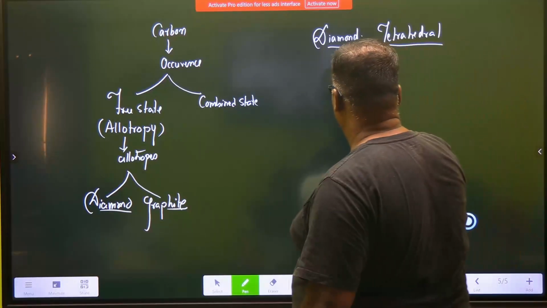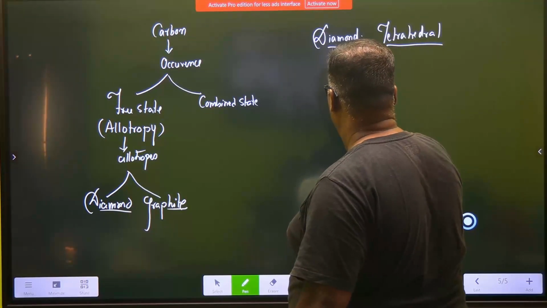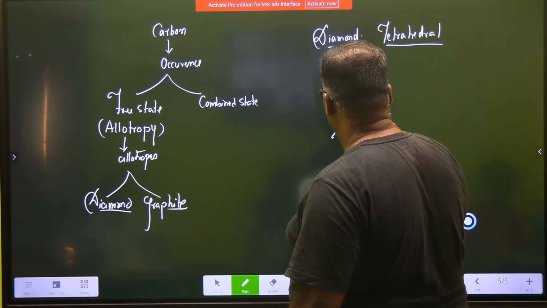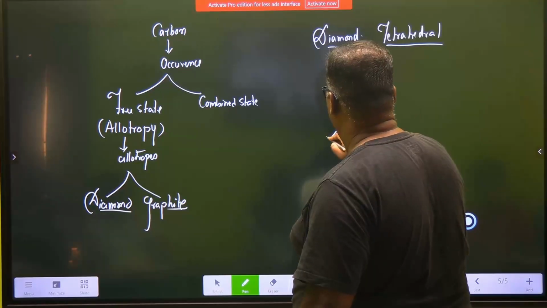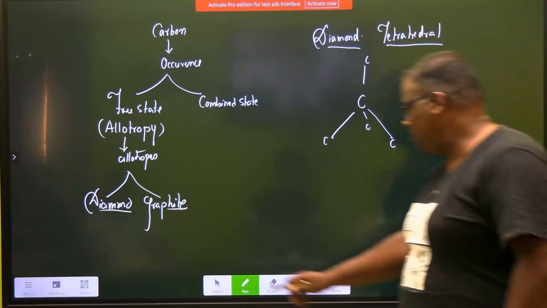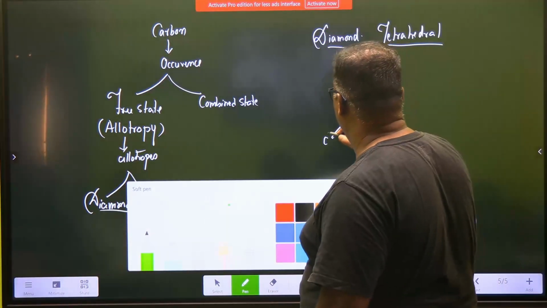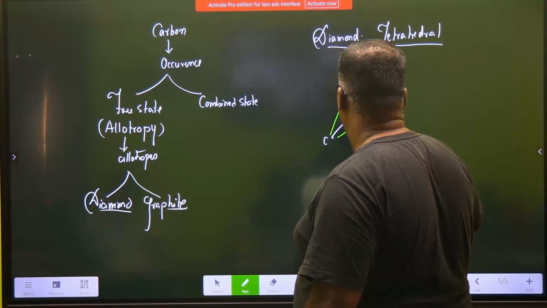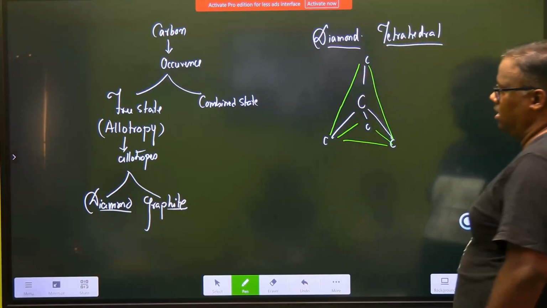So it's typically like this. A carbon, and one is shown like this, which is at the back side. Each carbon has to be linked with 4 carbons. So this is the tetrahedral structure of diamond.